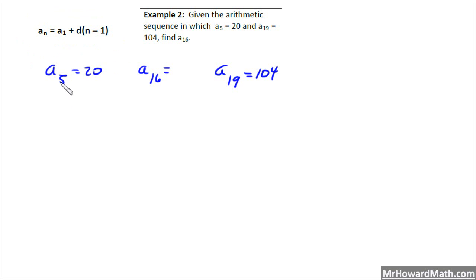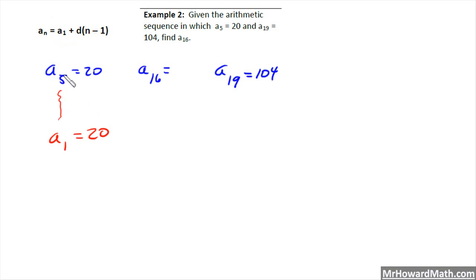So we need this a sub 1 value. We need the first term. Well, the first term that we're given here is a sub 5, so we need to make an adjustment to its index value so that we can plug it into this formula. So a sub 5 is going to become a sub 1, and we need that so that we can plug it into the formula right here.